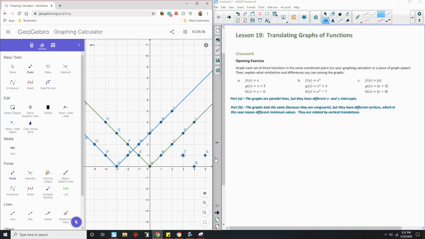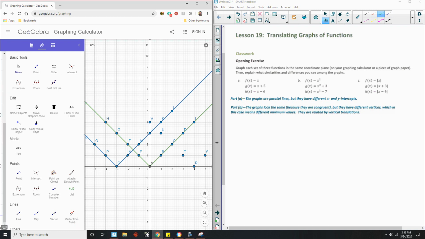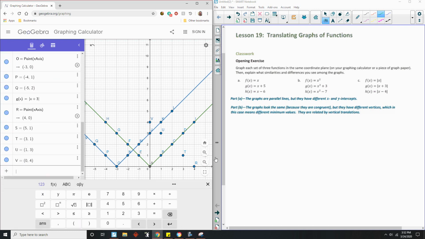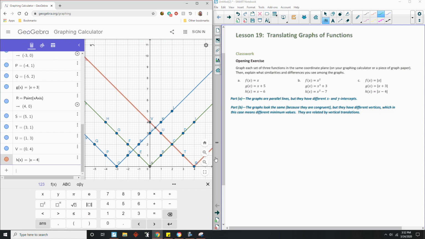And if I plug in a 2, 2 minus 4 is negative 2. Absolute value of negative 2 is 2. So there's a point right there. Plug in 1, 1 minus 4 is negative 3. Absolute value of negative 3 is 3. And I'll do one more. Plug in 0. 0 minus 4 is negative 4. Absolute value of negative 4 is 4. Now I go to my calculator and input this. Absolute value, x minus 4. Enter.